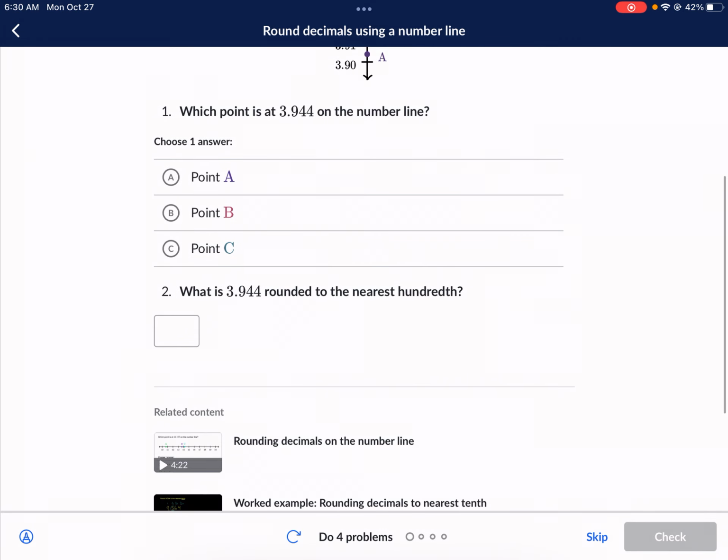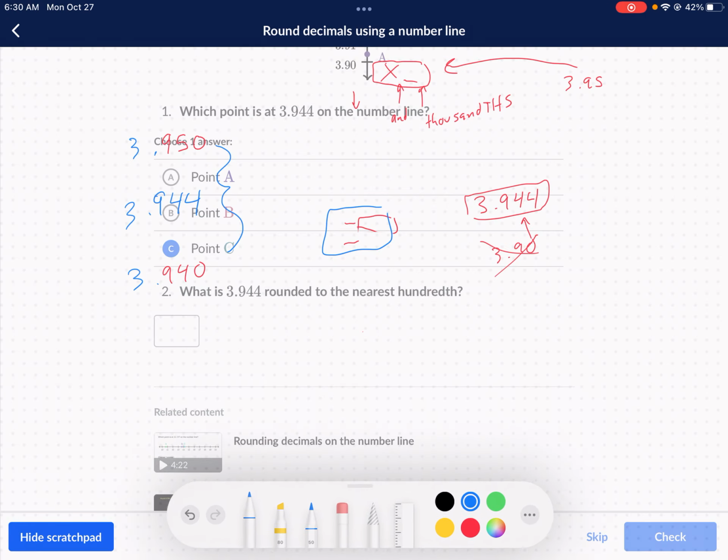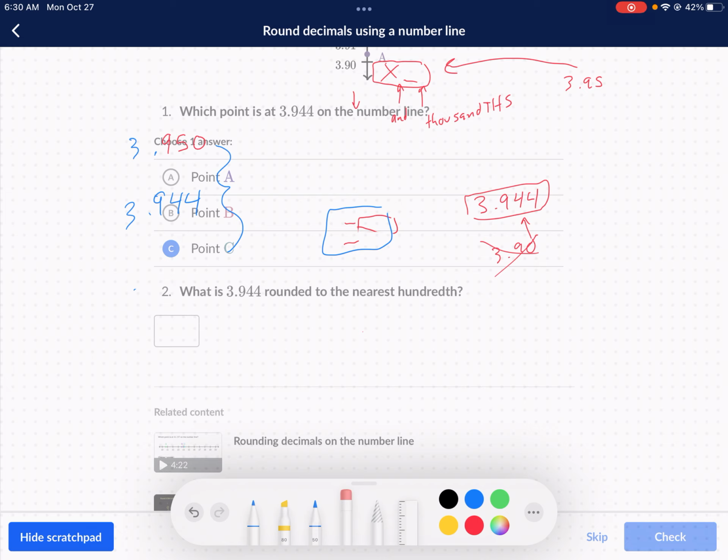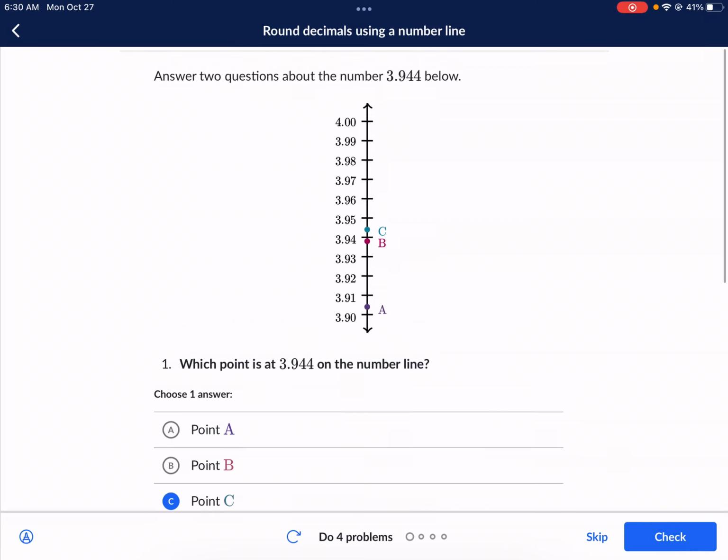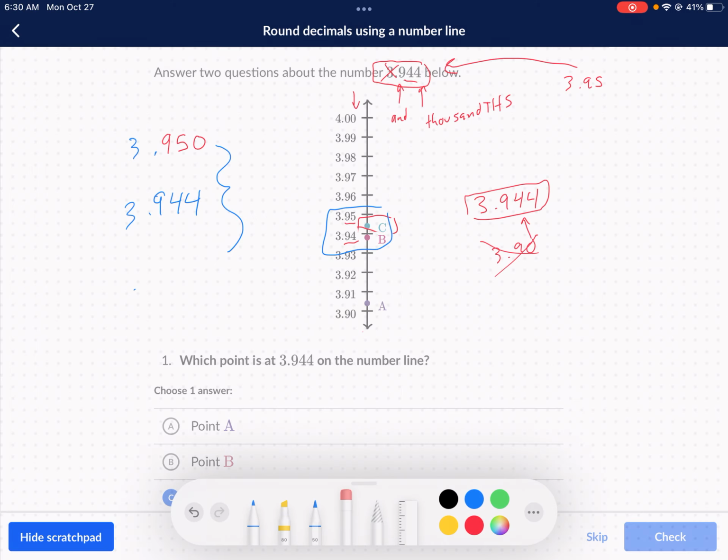Now, the second part is, this is why this Khan Academy can be difficult, but it's very important and it's a good way to understand decimals. The question is, what is 3.944 rounded to the nearest hundredth? Well, you just answered that question, or you should. Where is C in relation to these two numbers? These are the hundredths, right? 3.95 is a hundredth place. 3.94 is a hundredth place. So which one is it closer to? Which of these two lines is it closer to? Just looking at it visually, I can tell it's closer to 3.94. But let's understand why.